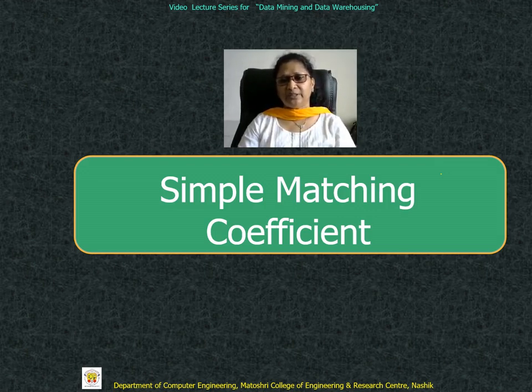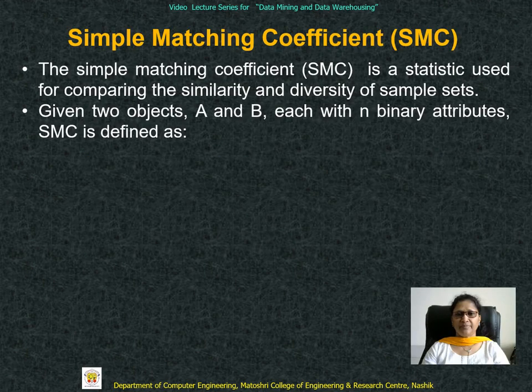Simple matching coefficient is a term which we have to learn. One of the formulas which we used earlier, we named it as Jaccard coefficient. It was popularly known as Jaccard coefficient. Similarly, the other formula is simple matching coefficient. Let us see what is the simple matching coefficient. Simple matching coefficient is a statistic used for comparing the similarity and diversity of sample sets.